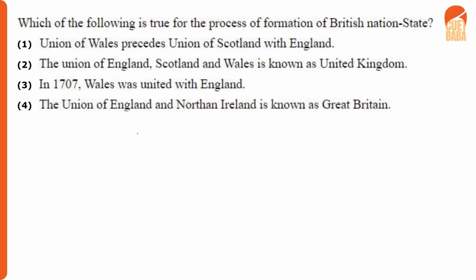Which of the following statements is true for the process of formation of the British nation state? Union of Wales precedes Union of Scotland with England. The Union of England, Scotland and Wales is known as United Kingdom. In 1707, Wales was united with England. The Union of England and Northern Ireland is known as the Great Britain. So the answer is 1. Union of Wales precedes Union of Scotland with England.